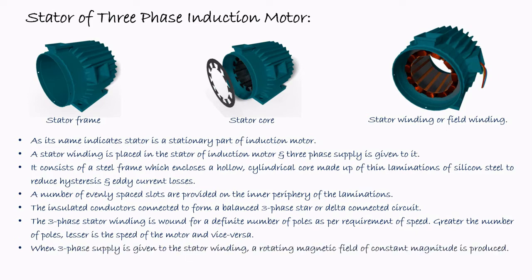And when the three-phase power supply is given to the stator winding, a rotating magnetic field of constant magnitude is produced. That we'll discuss later in this lecture. This rotating magnetic field circulates over the rotor, and then according to Faraday's law of electromagnetic induction, the EMF is induced in the rotor conductors, and then the current will start to flow through the rotor conductors.